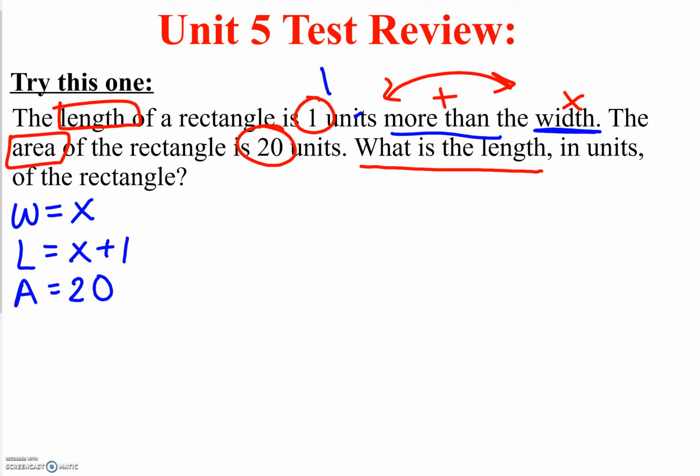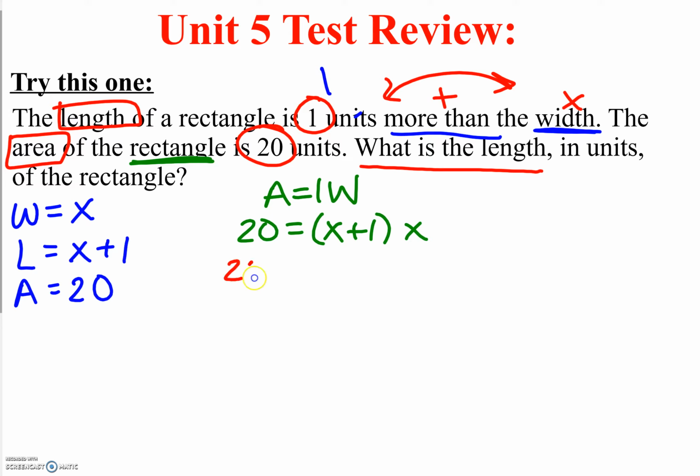From here, we're going to write down the area formula for a rectangle. Area equals length times width. We're going to take what we have on the left and substitute into this formula. So our area is 20, our length is equal to x plus 1, and our width is going to be x. Remember, our length, x plus 1, is more than one term, so we need parentheses around it.